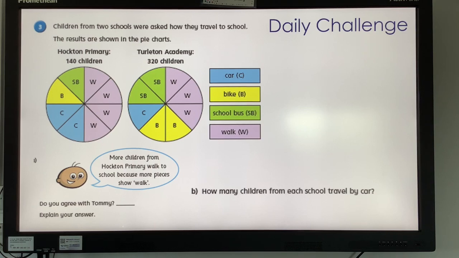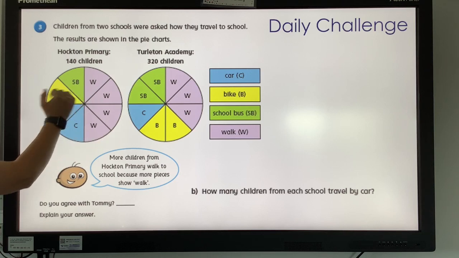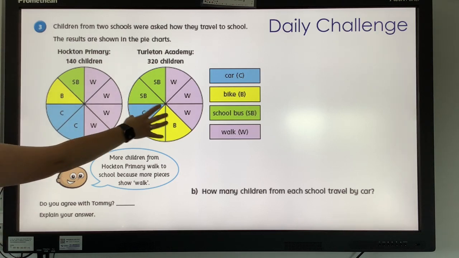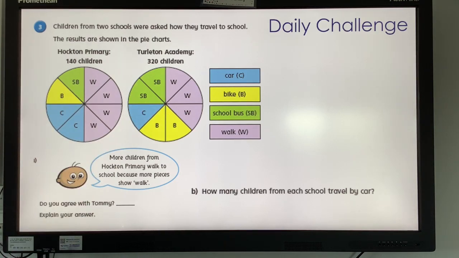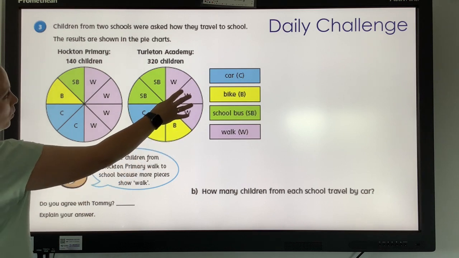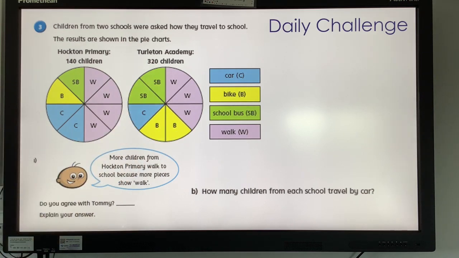Here is your second task. Children from 2 schools are asked how they travel to school. The results are shown in the pie charts. So at Hockton Primary, 140 children are asked. Then we've got car, walk, school bus and bike. Over in Turtleton, 320 children are asked. But again, you've still got the same key. Car, bike, walk, school bus.